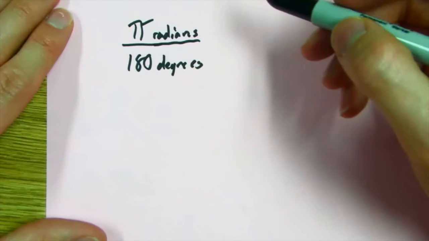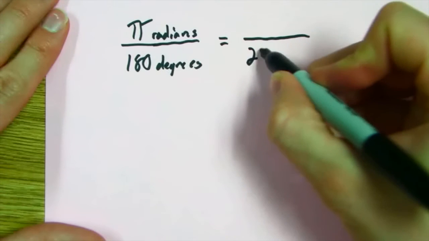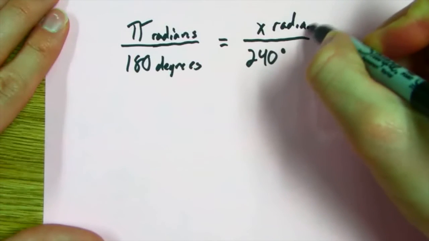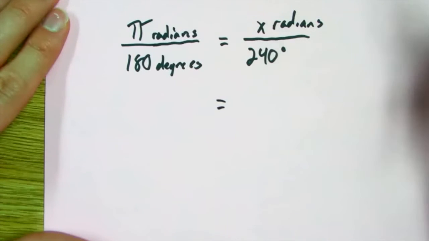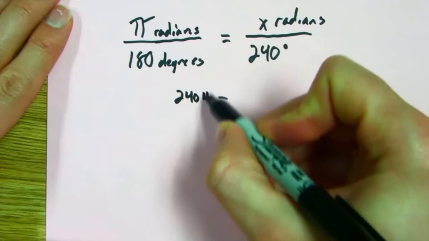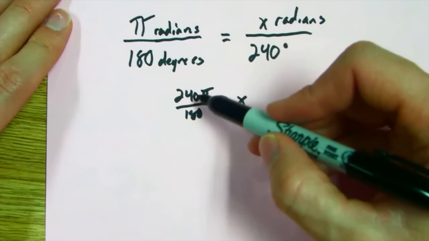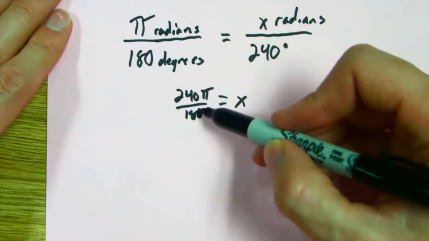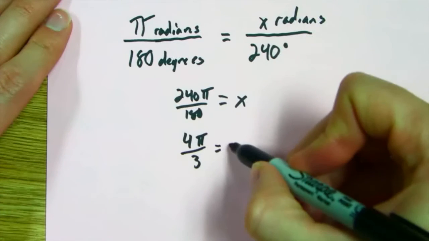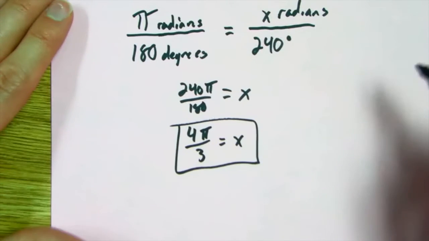So now I can figure out, for instance, if I have 240 degrees and I want to find how many radians that is. I put 240 degrees there, and x radians here, and I cross multiply. If I'm solving for x, I just multiply both sides by 240. So that's 240 pi over 180 equals x. Then I reduce that fraction: cancel out the zeros by dividing by 10, then divide by another 6, and that gives me 4 pi over 3. So my radian measure for 240 degrees is 4 pi over 3, also known as 4/3 pi.